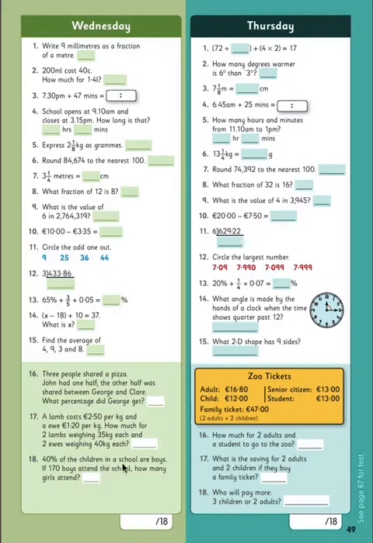And then 40% of the children in school are boys. If 170 boys attend the school, how many are girls? So 40% is 170 because that's the boys in the school. So if 40% are boys, what percentage are girls? Percent means out of 100. So it's 40 from 100.